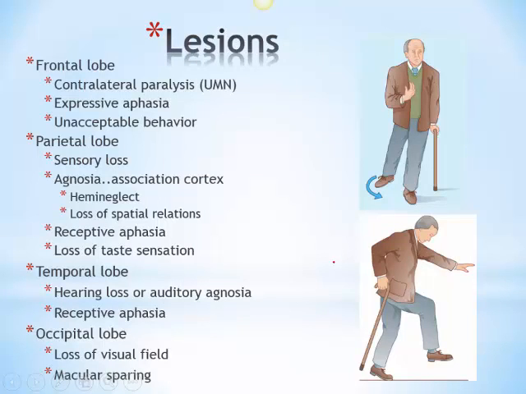Let's look at some lesions. I've been talking about them as we were going along. Frontal lobe. If you look at the functions, you automatically come to know what the lesions would be. Remember, the frontal lobe has the precentral gyrus or the motor cortex, which controls voluntary movement on the opposite side of the body.